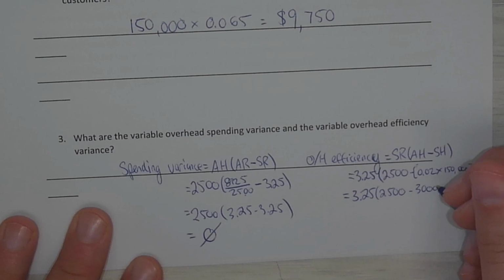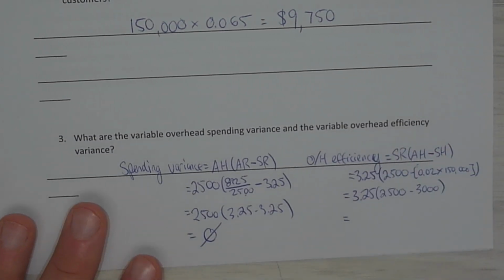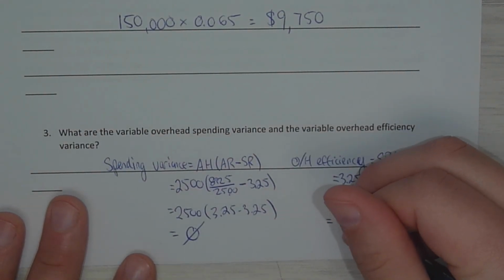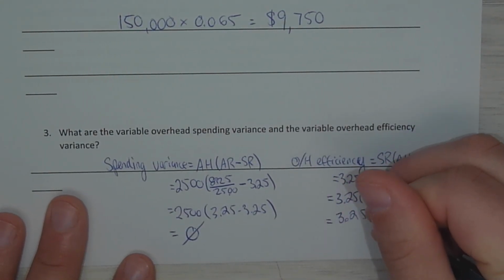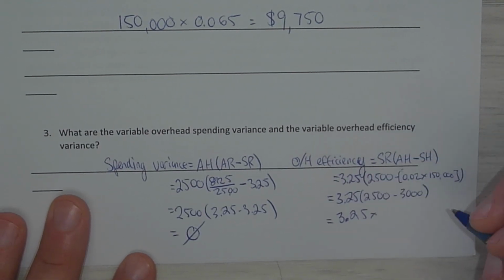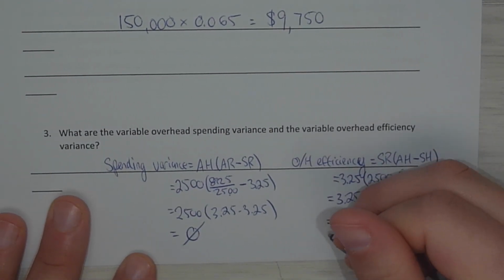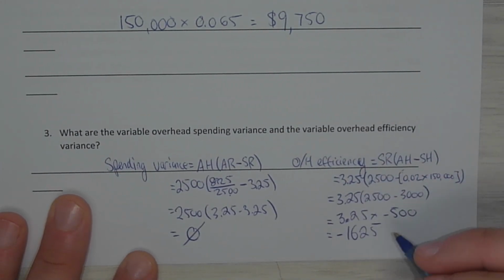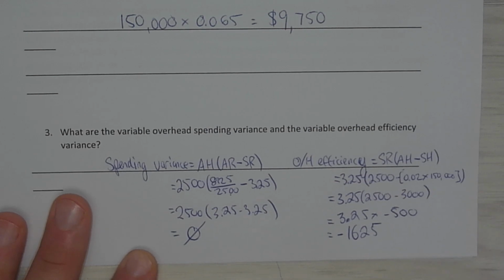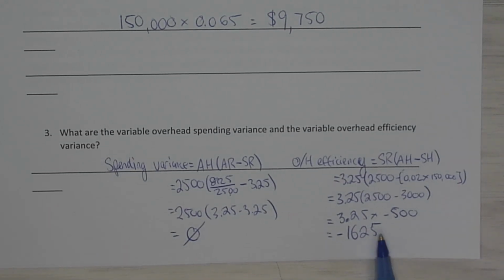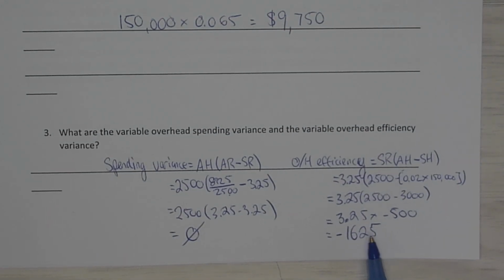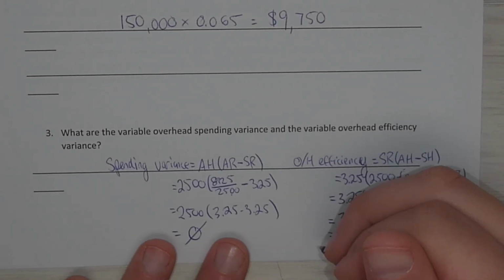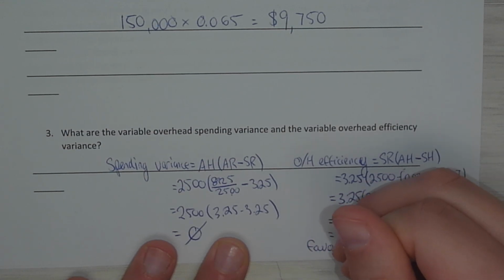So 3.25 times 2,500 minus 3,000, which is 3.25 times negative 500, which brings us to negative 1,625. So we had a negative $1,625 efficiency variance, which means we spent $1,625 less than we would have expected, meaning our workers are working harder than we expect, and more efficiently, which is favorable.